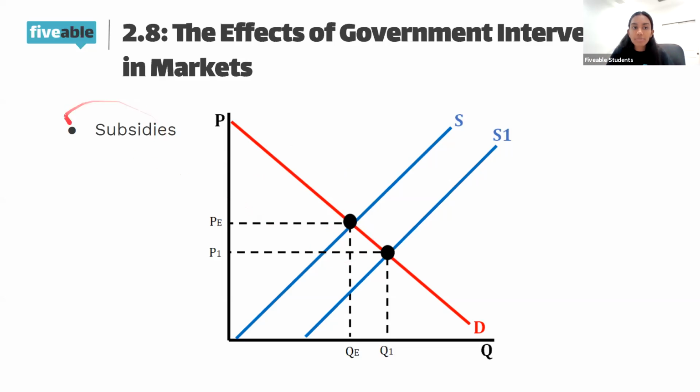So with subsidies, suppliers are being paid, so supply would increase, which decreases equilibrium price and increases equilibrium quantity, which is exactly what is intended.